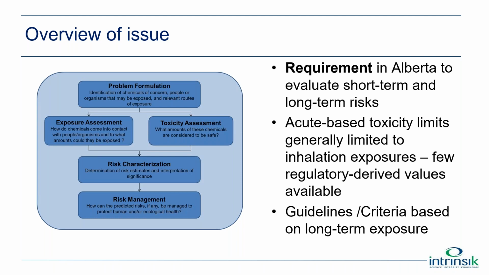And a lot of the existing guidelines that we have, in fact, most of them, when I mean guidelines or criteria, I'm referring to the Alberta Tier 1, the Canadian Drinking Water Quality Guidelines, the Canadian Council of Ministers of the Environment Environmental Quality Guidelines, and those in other jurisdictions. They're conventionally based on long-term exposures, so exposures that are a number of months or years.